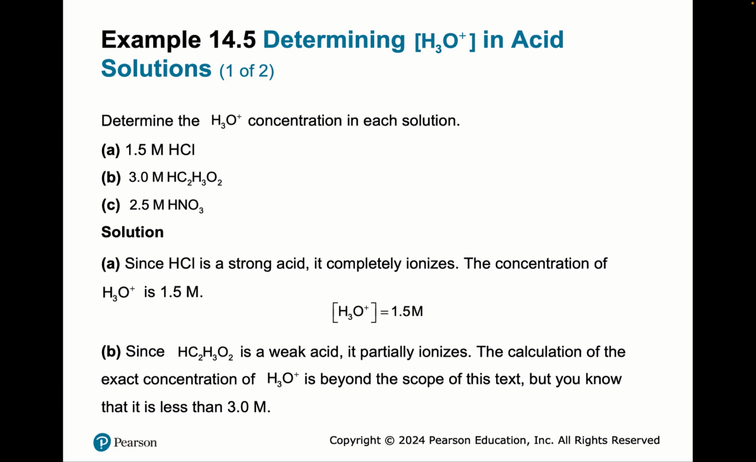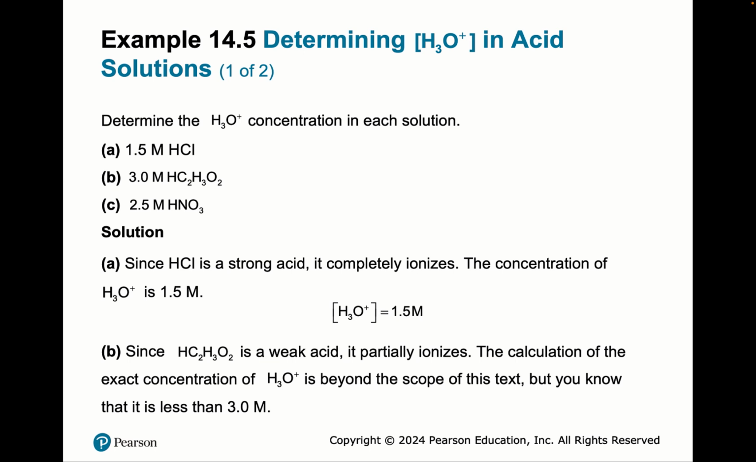So let's determine the amount of hydronium ion in acid solutions. What is the hydronium ion concentration of each of these? We have 1.5 molar hydrochloric acid, 3 molar acetic acid, and 2.5 molar nitric acid. First one, it's a strong acid. What are the strong acids? HCl, HBr, HI, not HF. HF is a weak acid, believe it or not. The halogen acids, with the exception of fluorine: hydrochloric, hydrobromic, hydroiodic.